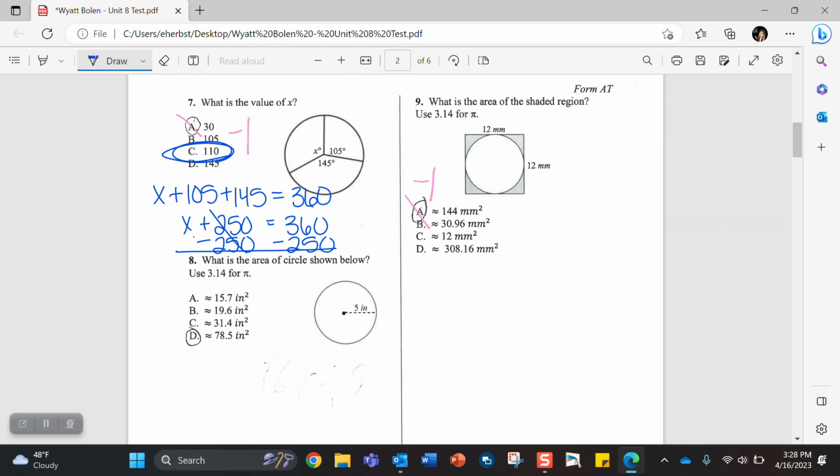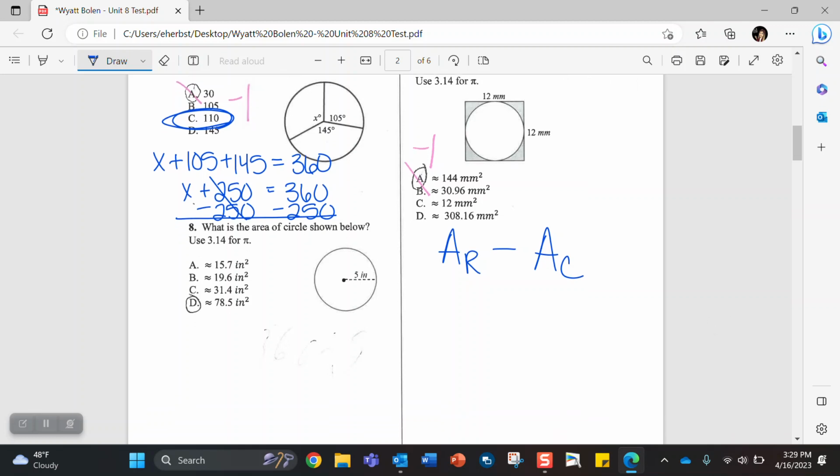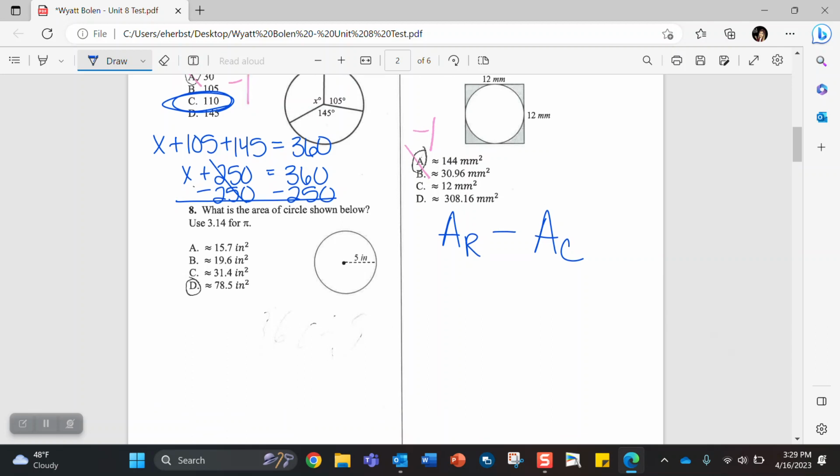Number 9 is asking for the area of the shaded region, which means the outside of that square where the circle is not. In our area of composite figures lesson, we calculate the area of the rectangle, but then subtract out the area of the circle. What he answered is just the area of the square. 12 times 12 is 144, but he did not subtract out that circle in the middle.